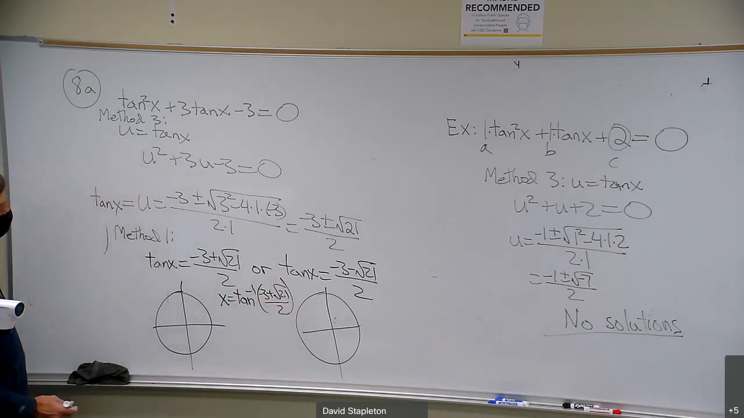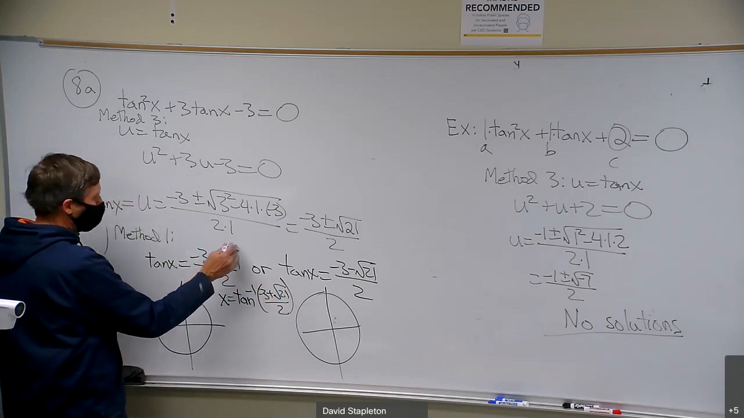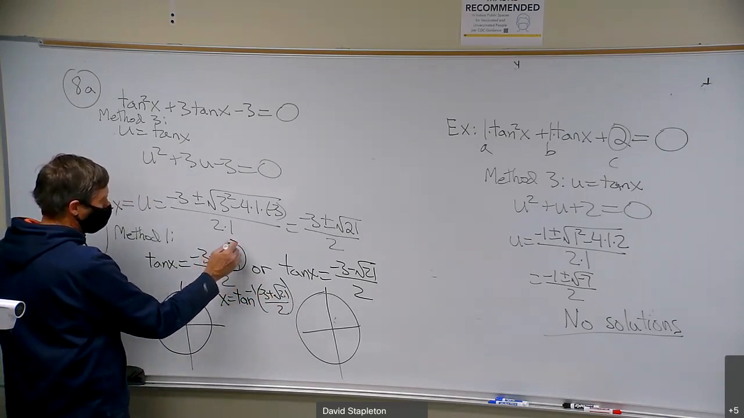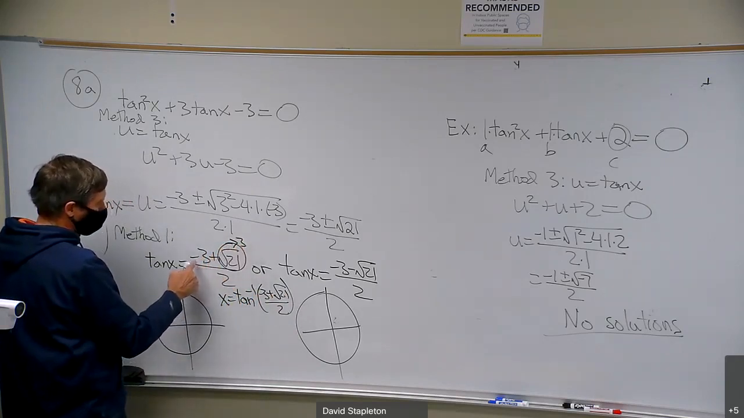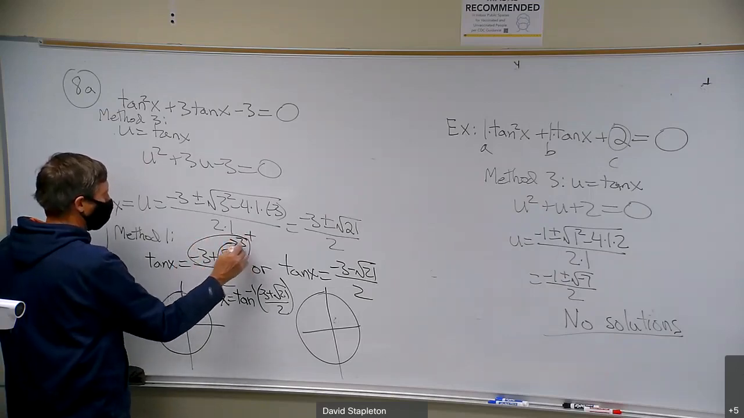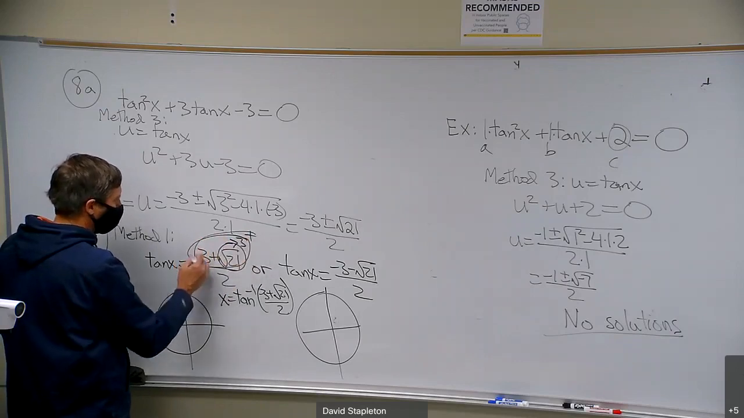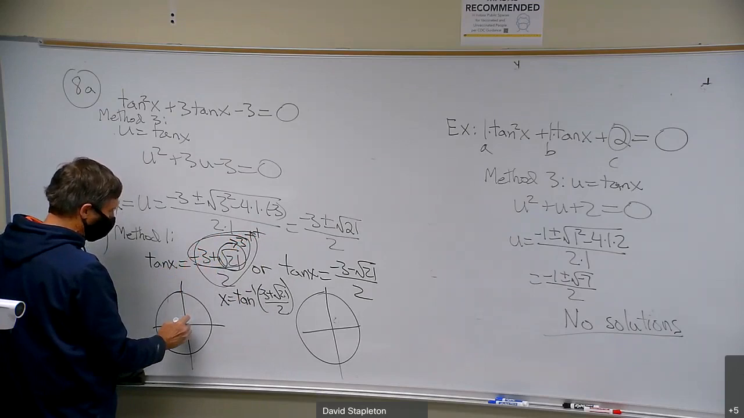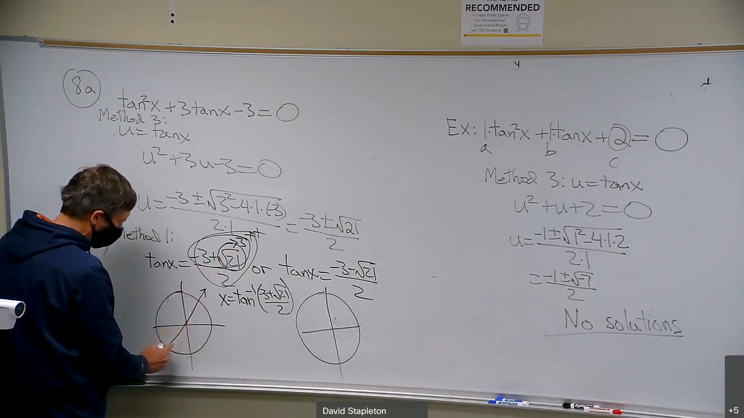Now, I can roughly sketch it here. Square root 21 is bigger than 3, right? Square root of 9 is 3. In fact, this is bigger than 4, but it's certainly bigger than 3, right? And so I got -3 plus the number bigger than 3 makes the top positive. And the bottom's positive, so the whole quotient is positive. Tangent is positive in quadrants 1 and 3. So I don't know exactly where this angle is, the arctangent. Maybe it's here, right? Or maybe it's here.